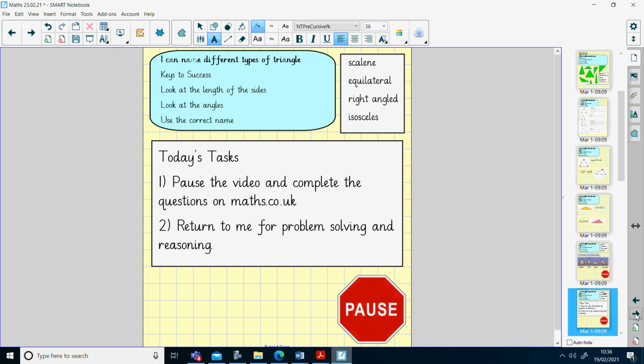Okay, what I'd like you to do now is to pause the video and complete the questions that are on maths.co.uk for today. The scaffold for today, children, if you need some help, there is a poster in Teams that you can have a look at, maybe print it if you can, or if not, you could just draw yourself an example of each of the different triangles, and that will help you to answer the questions today. When you have completed the questions on maths.co.uk, pop back to me for some problem solving and reasoning. See you soon, Year 4.